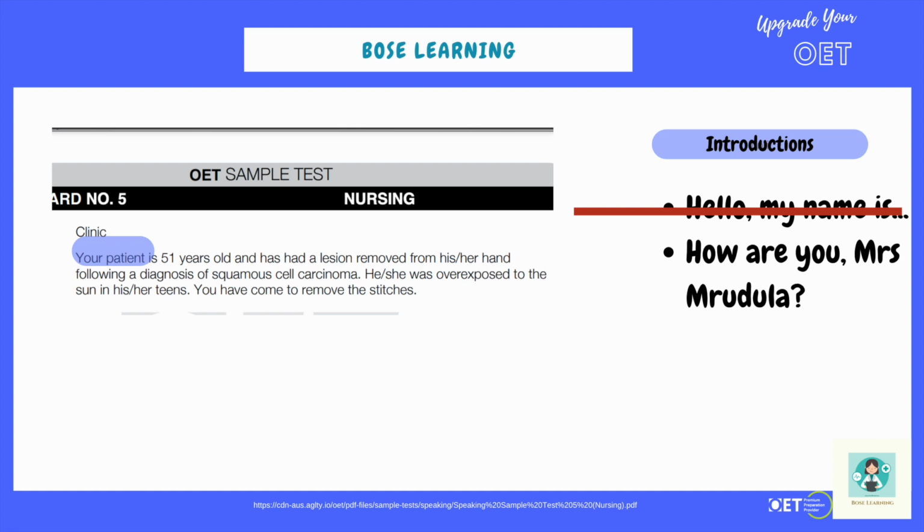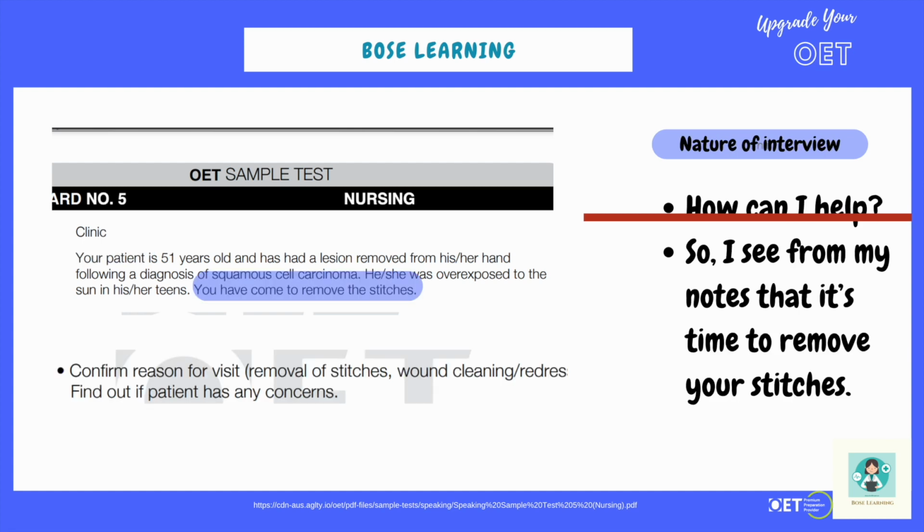So just begin by, hi, how are you, Mrs.? And then pick a name, or use the interlocutor's name if you prefer. What about the nature of the interview? Again, you know the patient, you've seen them before, so there's no point in saying, "How can I help?" Instead, why not refer to your notes? So I can see from my notes that it's time to remove your stitches. So you can go straight into this and refer to the notes and explain the nature of the interview that way.